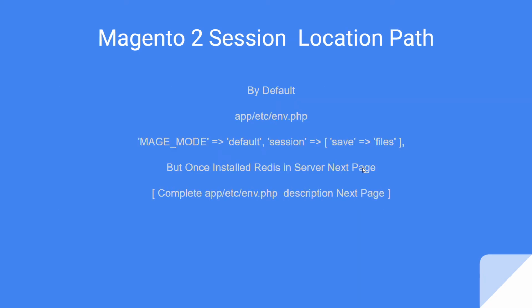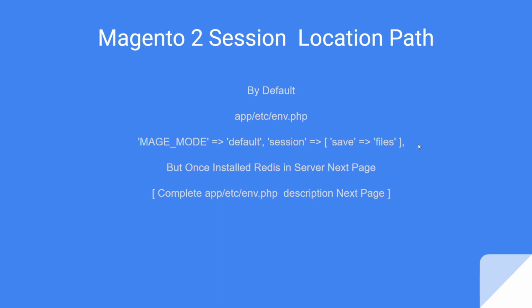So guys, I have described all 5 types. Now let's see how they are stored. By default, the storage location is the app/etc/env.php file. You need to check inside the env.php file: the session mode default is save files. This is the default location of the session storage. You can change it from files to DB, but that is very harmful for the DB, because the DB size will increase and it can crash your DB. So always prefer files.